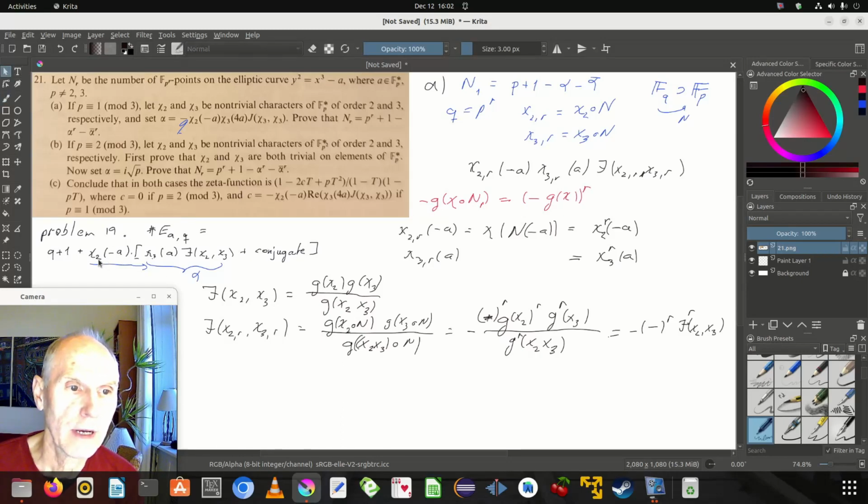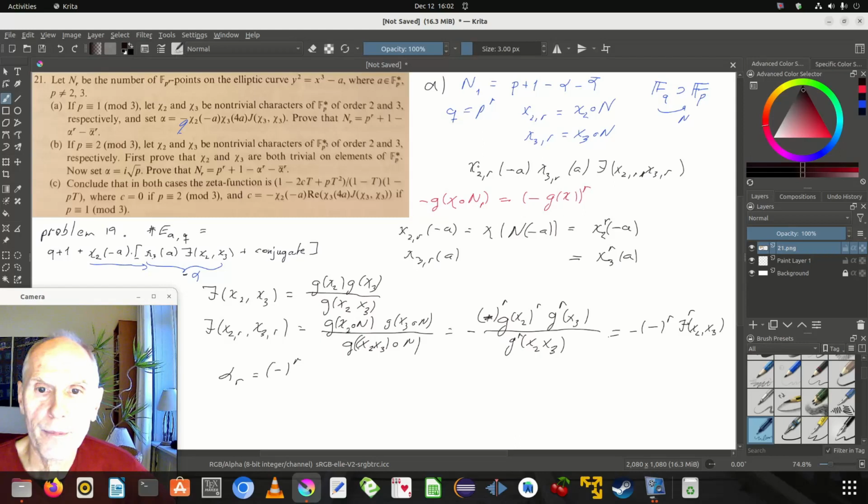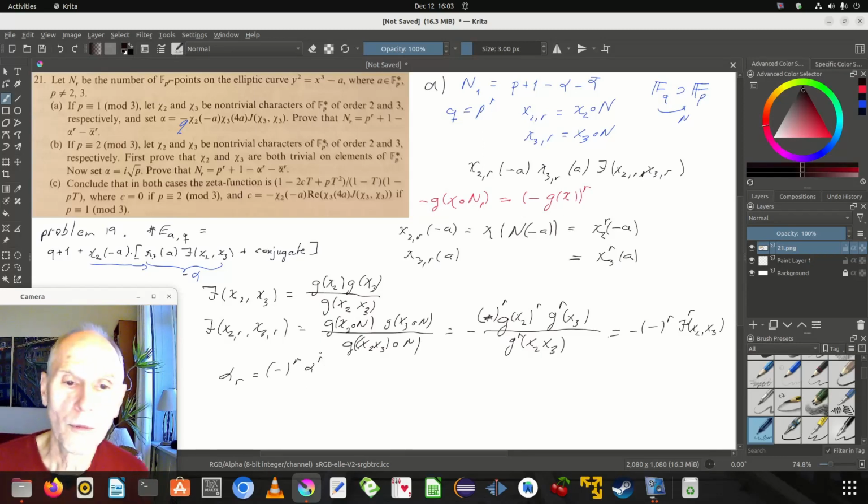This part with chi_2^r and chi_3^r, we call it alpha_r. And then this was a minus. So we have alpha_r equals, and then minus to the r-th. That comes from here, and this minus is in from here. And then we get this part to the r-th, this part to the r-th, and this part to the r-th, so that's alpha to the r-th. And that was exactly the formula of the book.